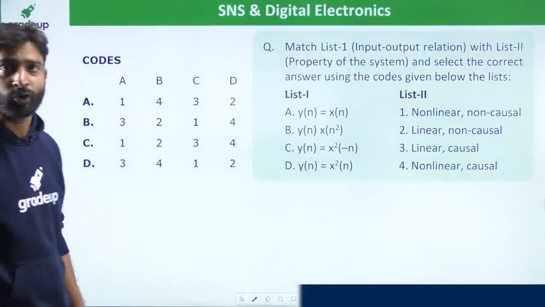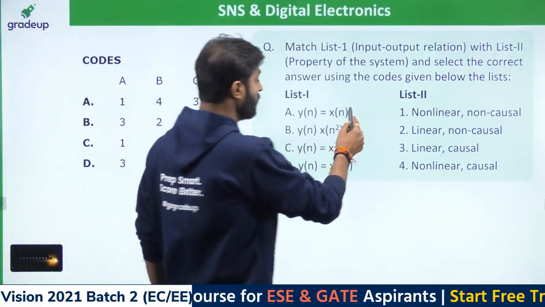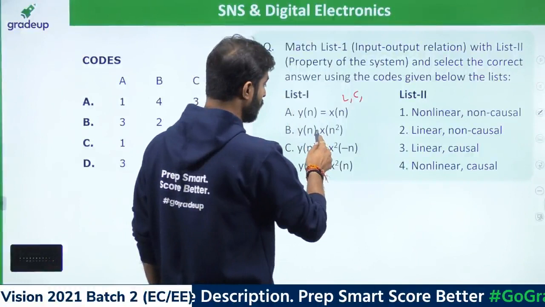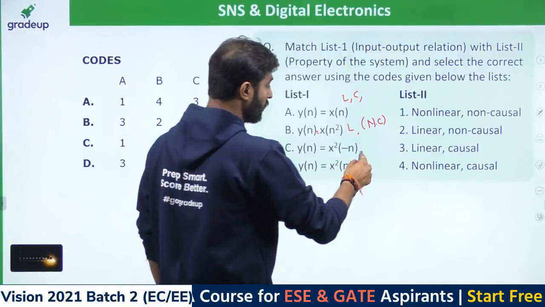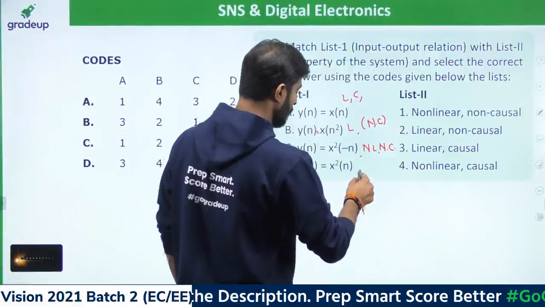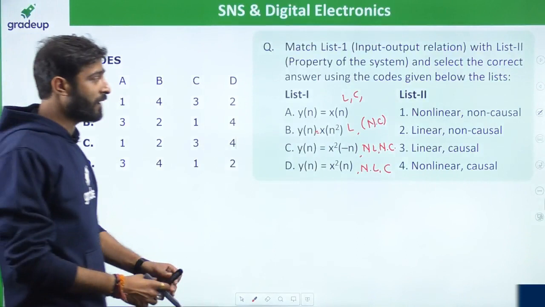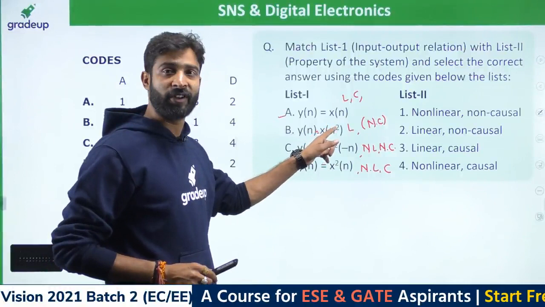For the first question, Rajkumar has given the answer in the app, right? So first we know that it is linear, causal, only two things are basically asked. Okay, the second one, y of n equal to x of n square. So of course it is a linear system, right? But it is non-causal. For this function, if you want, it is non-linear and non-causal, and this one is non-linear but causal. So everything I have written in front of you, just match it and give me the answer, right? A is linear because of that n square which is present inside the function.